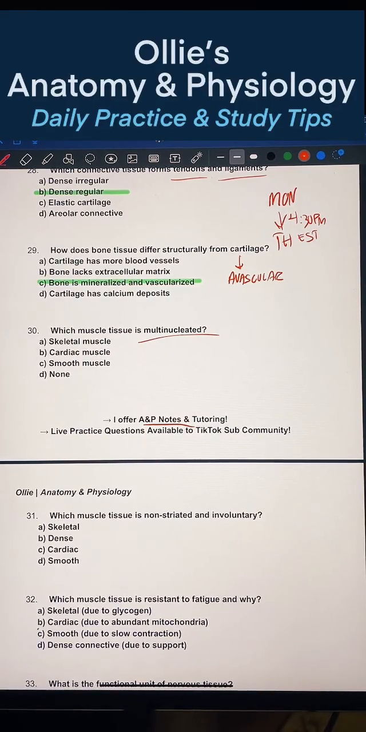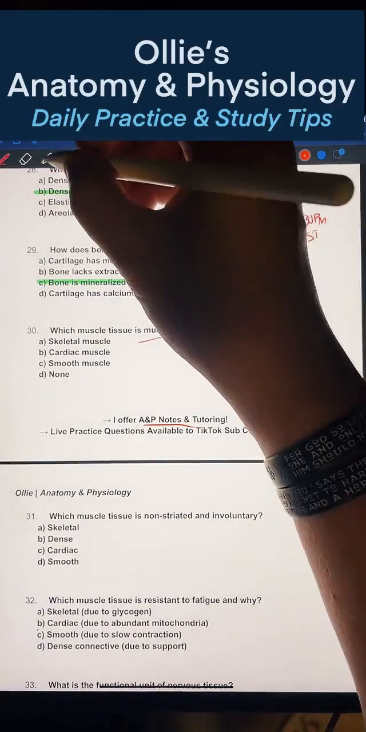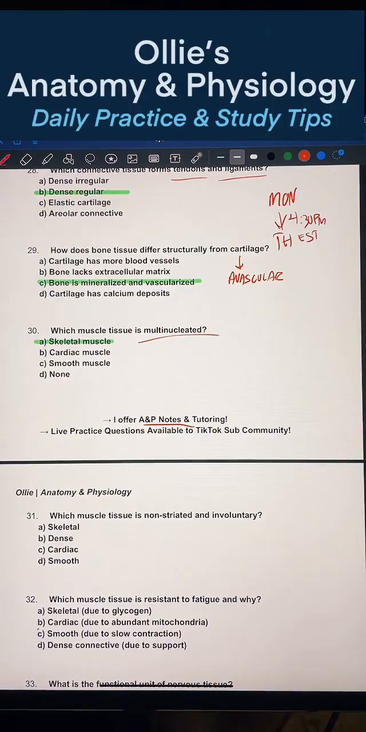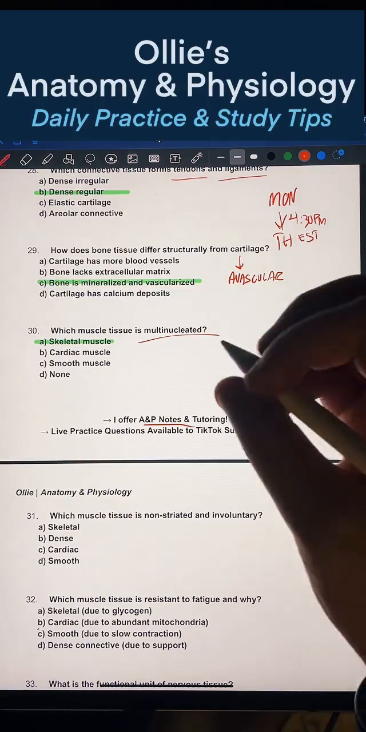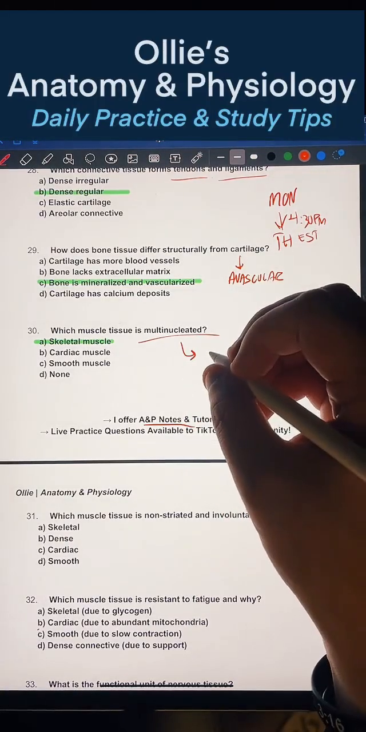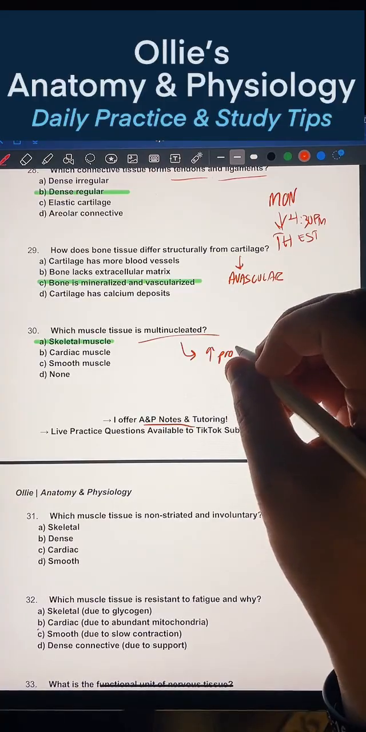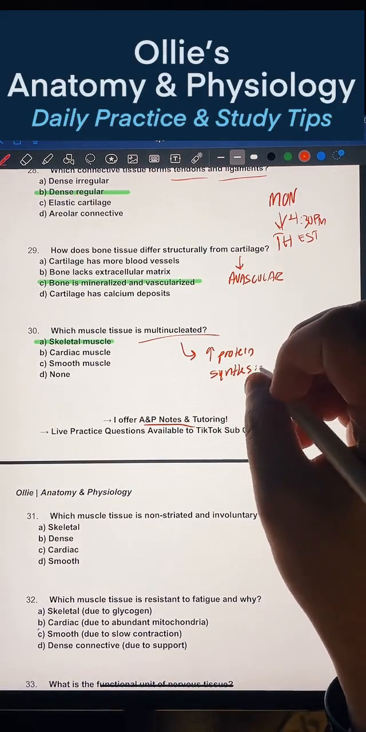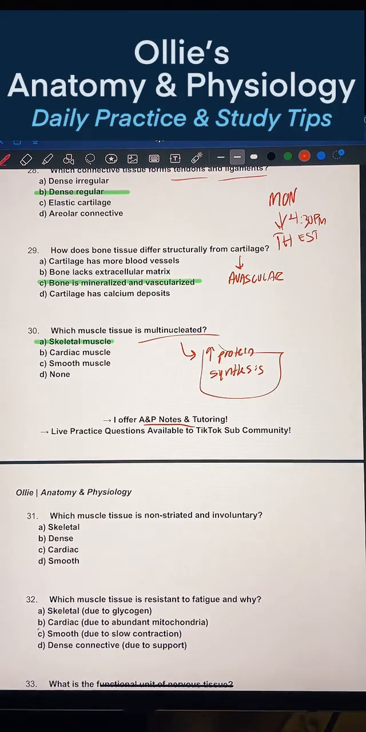That's awesome. Number 30, the answer is A. It's skeletal muscle. Skeletal muscle has multiple nuclei, basically because it's formed from fused myoblasts. Essentially, multinucleation is what's going to allow it to have a high rate of protein synthesis. Protein synthesis. Moving on, number 31.